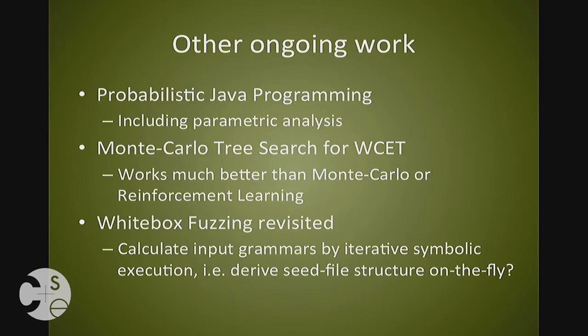Now, some of the other stuff we're working on: the same framework I've just shown you, we can use for probabilistic programming as well. So we have a little extension of our tool that can do probabilistic programming. It uses model counting as inference, so obviously it's only going to work in cases where we can apply model counting. There's some work on Monte Carlo tree search for worst case execution time. In the specific settings we were using, it was working really well, better than purely random and also better than reinforcement learning. There is one example where it doesn't work so well, but I can tell you more about that if you want to know.